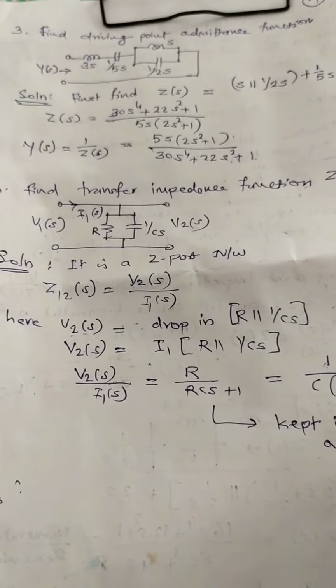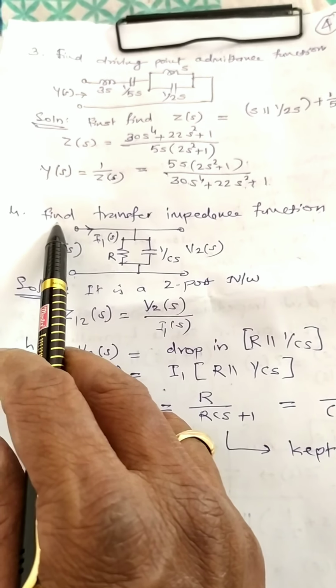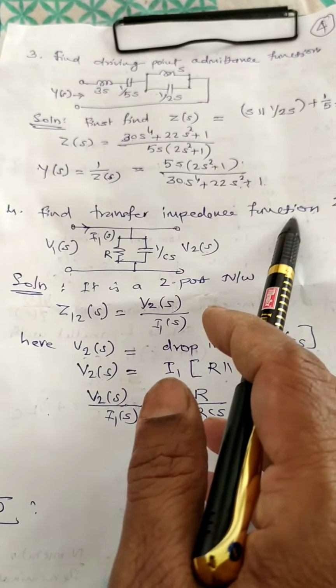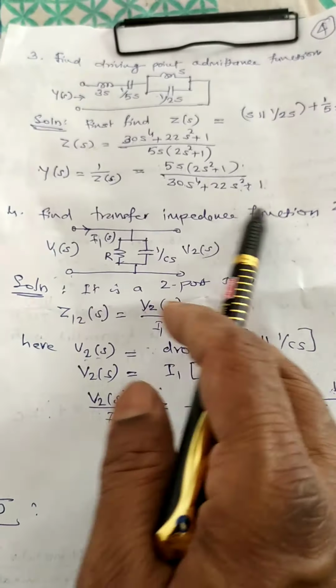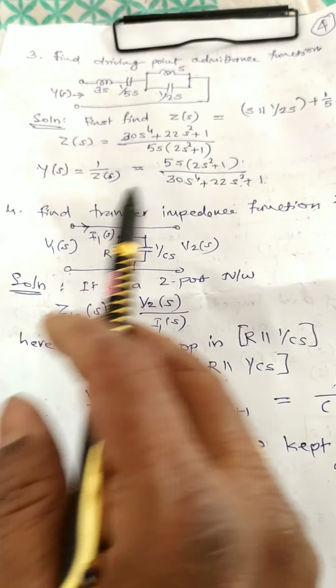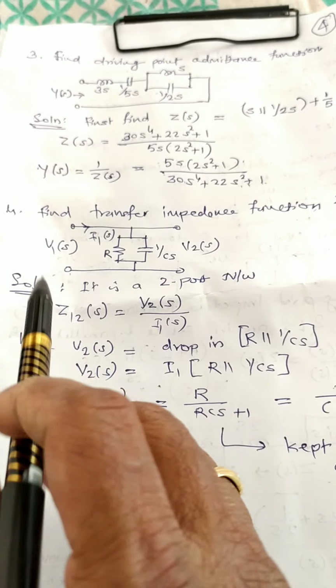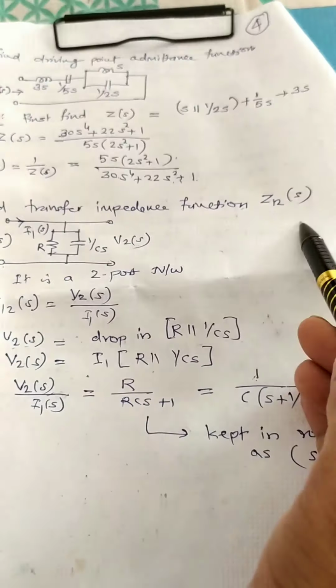Now coming to problem number 4. What is written? Find the transfer impedance function. So it comes under transfer function, and that too the transfer impedance function. So the transfer impedance function is Z12.